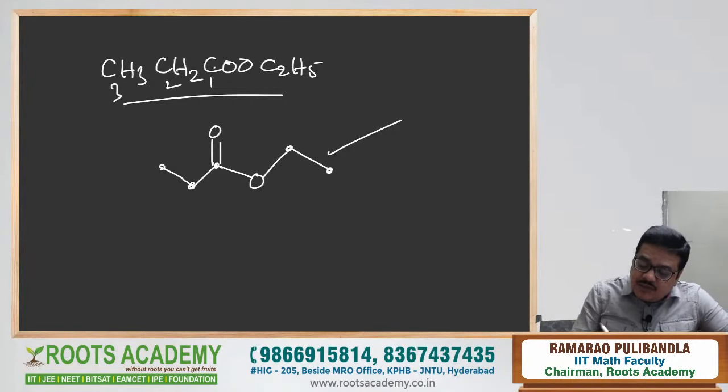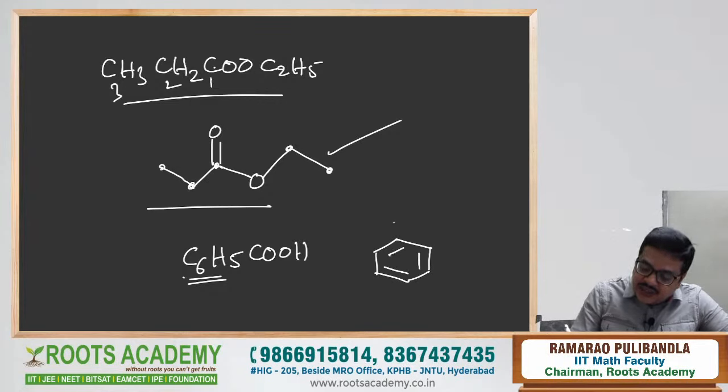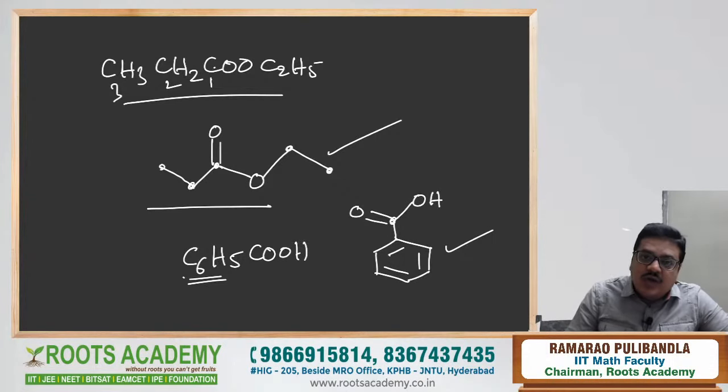Okay. Now, this is the bond line notation of this ester. How to write the bond line notation of C6H5COOH? Whenever they use C6H5, it is a benzene ring, so write alternate double bonds, now connected by C, again double bond O, single bond OH. This is the bond line notation of benzoic acid.